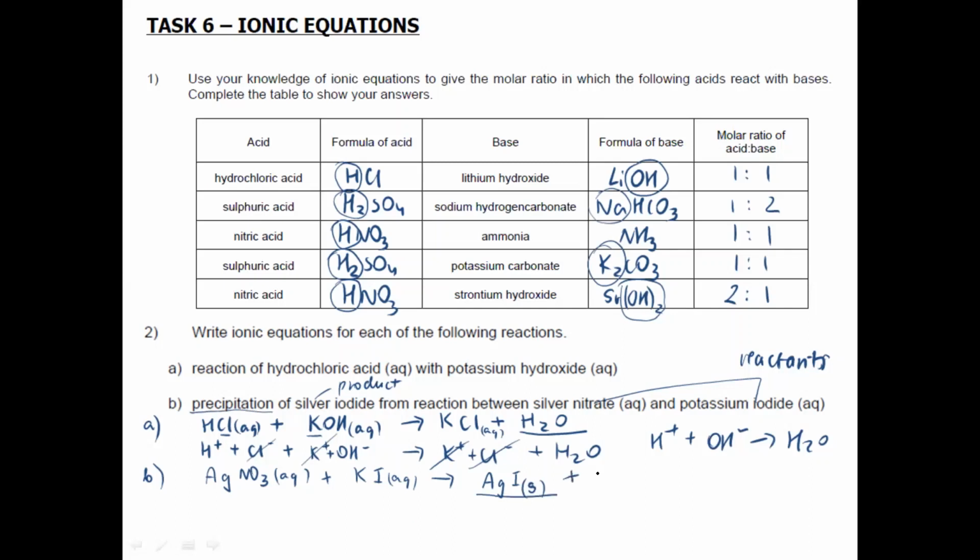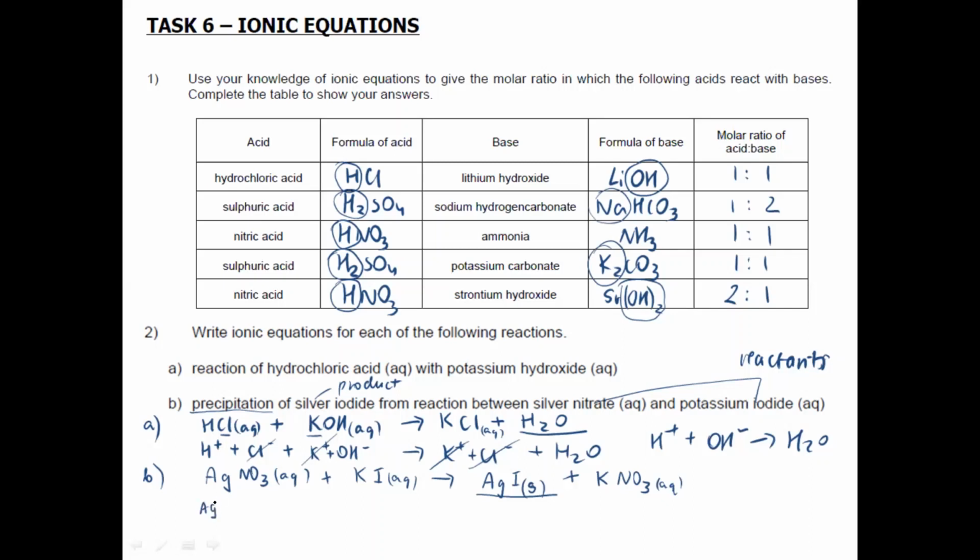And what you're going to get is potassium nitrate. K is +1, NO3 is 1 minus, KNO3. Now all potassium salts and all nitrates are soluble, so this is going to be soluble as well. So everything that's not underlined, I'm going to split into ions.